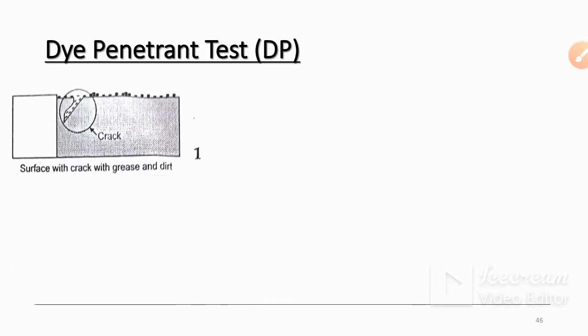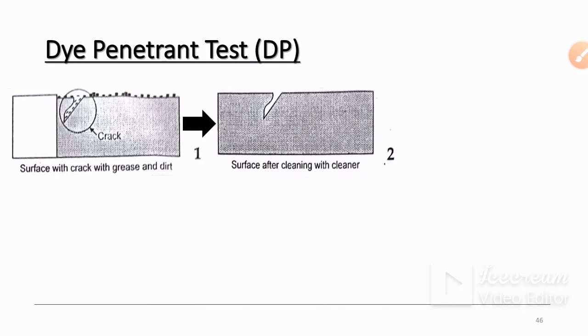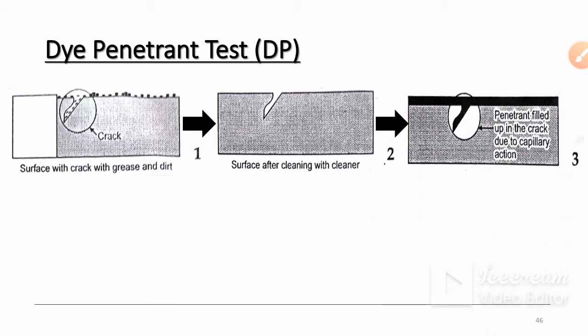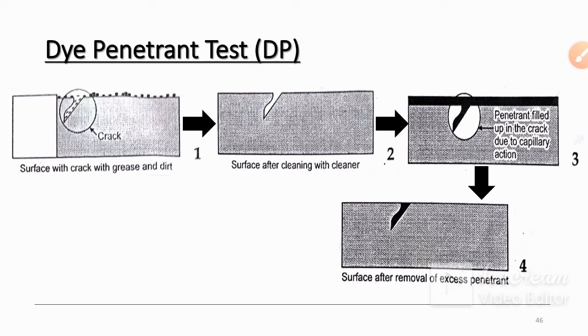We will see the procedure. So for example, this is our crack on the surface. Then you can see there is some dust and dirt, small particles, in the crack. When you apply the cleaner, you can see that these small grease and dust particles are removed. Then we apply the penetrant. The penetrant fills up the crack or cavity due to capillary action, and next we wash the surface, or remove the excess penetrant from the surface.